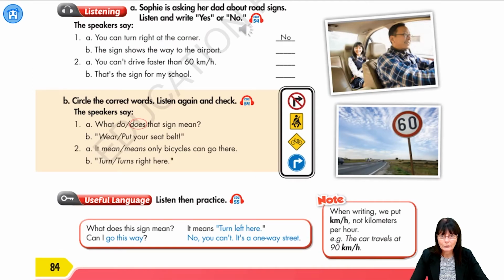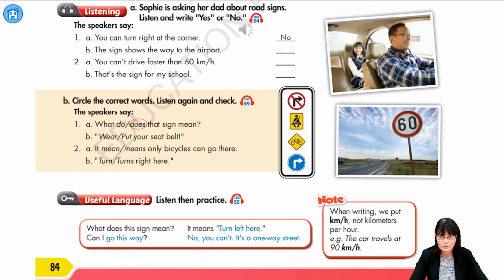The first part is you're going to listen to Sophie. Sophie's talking to her dad, and she's asking him questions about road signs. All you need to do is listen carefully and write yes or no next to what the speaker says. Number 1, A, is done for you. You can turn right at the corner. So you should write no there.